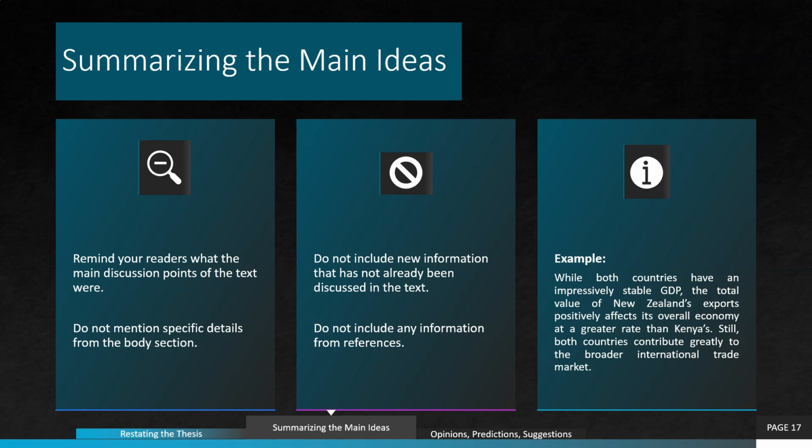So as an example, while both countries have an impressively stable GDP, the total value of New Zealand's exports positively affects its overall economy at a greater rate than Kenya's. Still, both countries contribute greatly to the broader international trade market. So we've mentioned the discussion points: GDP, exports, okay?